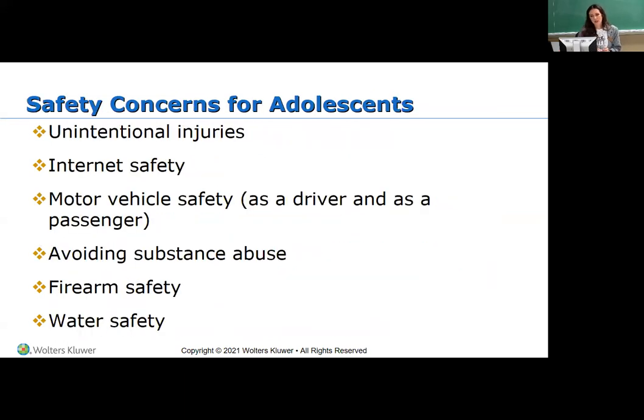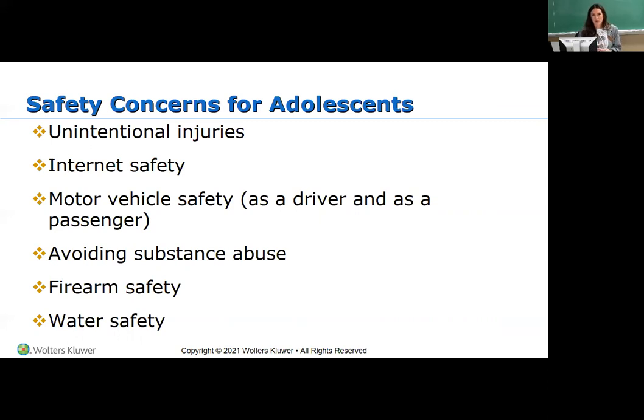So let's talk about safety concerns for adolescents. So there's a lot of unintentional injuries that can occur. Those unintentional injuries are really them just kind of being risky, and those risky behaviors, like I'm going to show off in front of this group of friends and I'm going to jump off the back of the bleachers, or I'm going to stand on top of this moving vehicle, or whatever it is. They will have a lot more unintentional injuries during this time, even as they're playing sports.